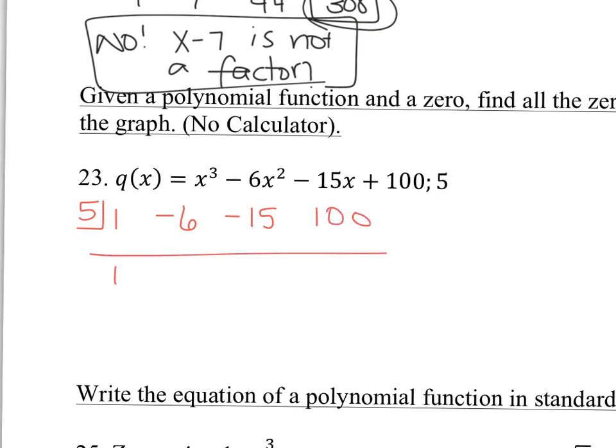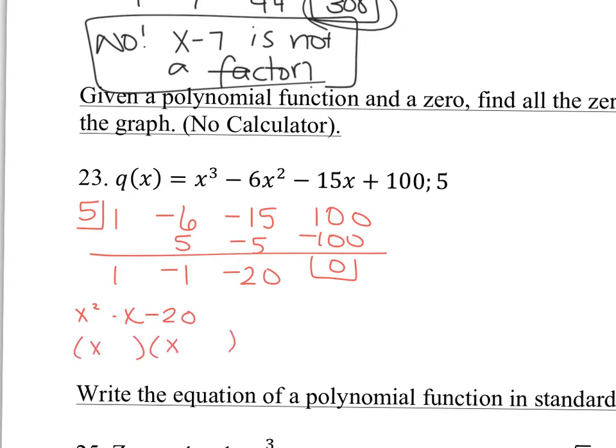1 times 5 is 5. Add them, I get negative 1. 5 times negative 1 is negative 5. Add them, I get negative 20. 5 times negative 20 is negative 100. I'm left with 0. So now this has a degree of 2, so I can go ahead and write it out, and I can factor it.